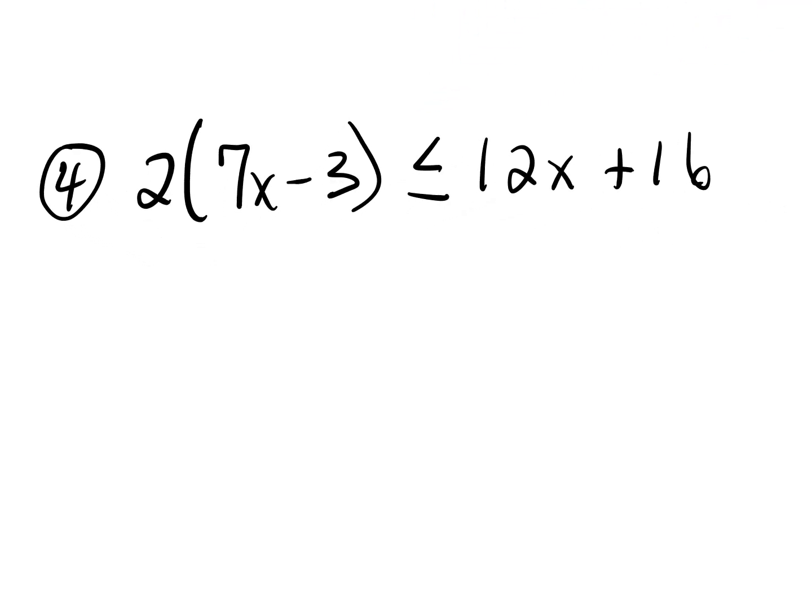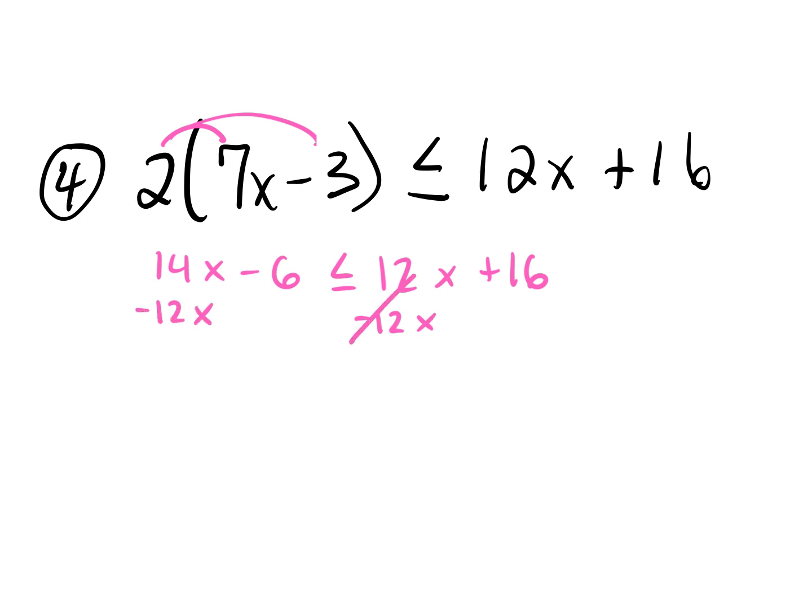So looking at number 4, what should we do first? Let's distribute. So 14x minus 6 is less than or equal to 12x plus 16. My suggestion would be move the x's to the left. That way we have x on the left side and we can know what direction our arrow is going to point in a little bit easier. So what should we do first here? Let's subtract 12x. What else could we do? Add 6. Perfect. We'll do 2 steps at once.